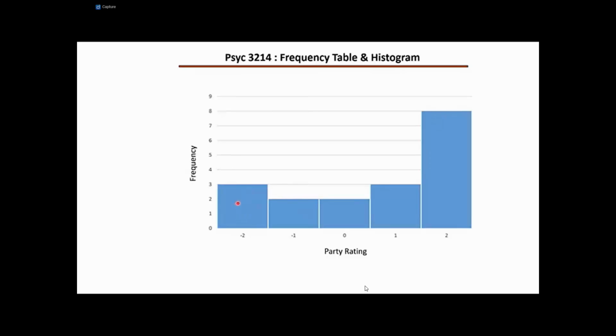So make sure your histogram looks like this when you write it in your notes. So that's a quick review then of how to create the frequency table and the frequency histogram.